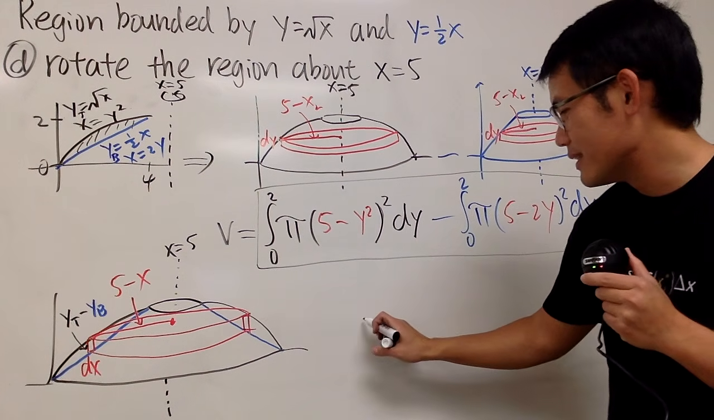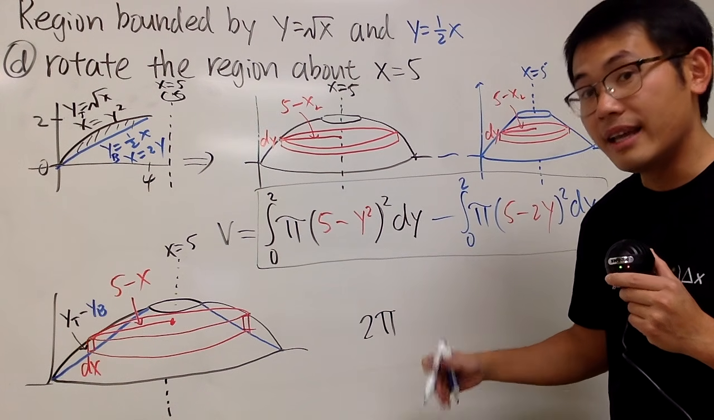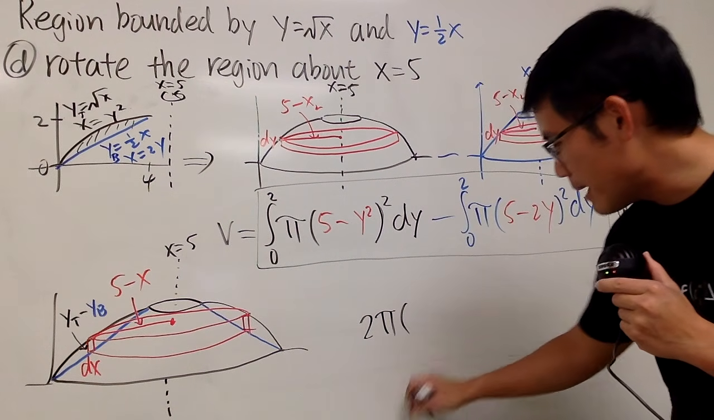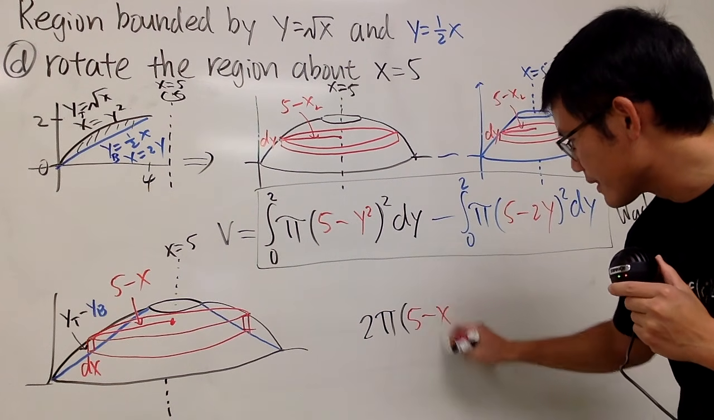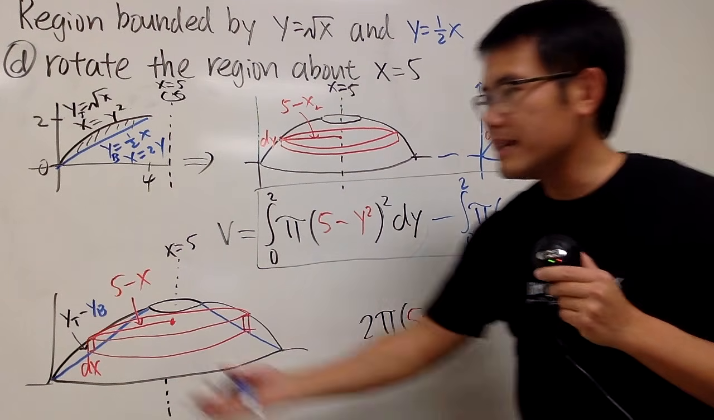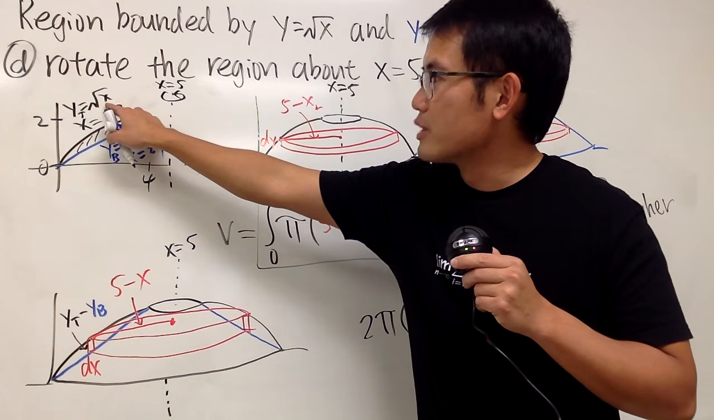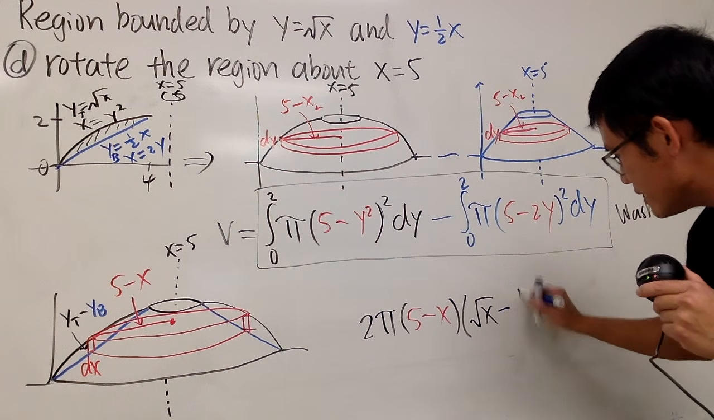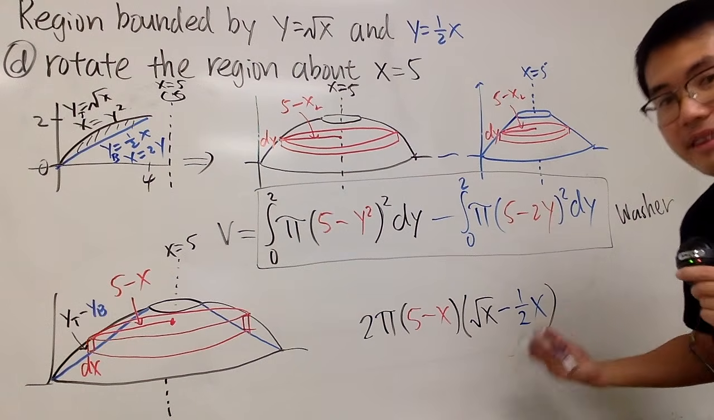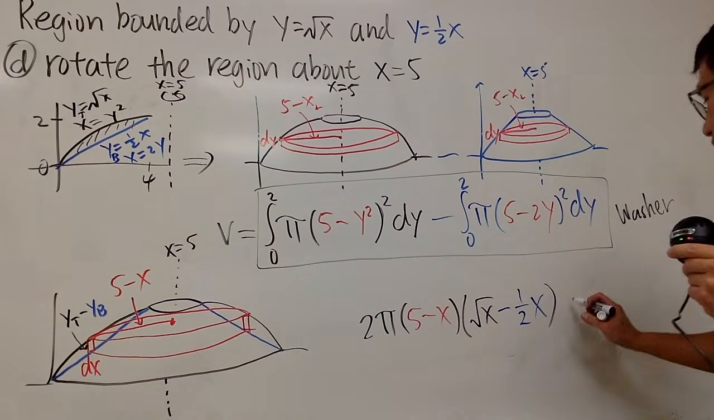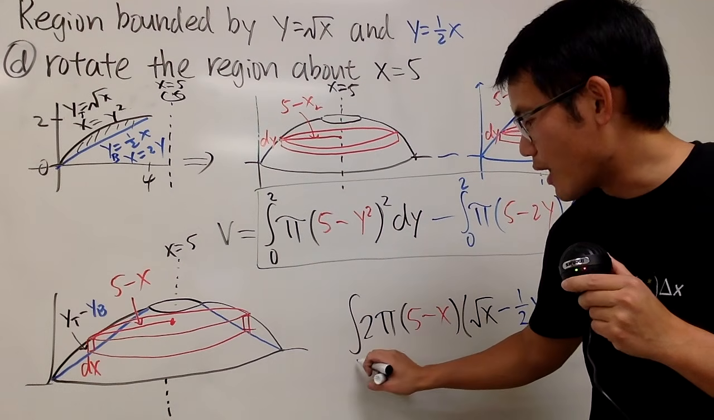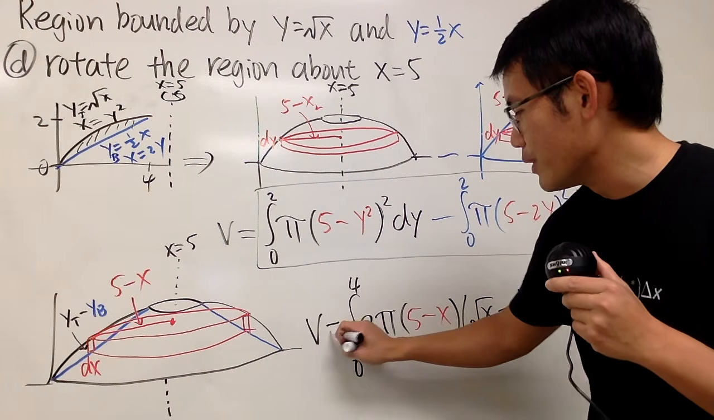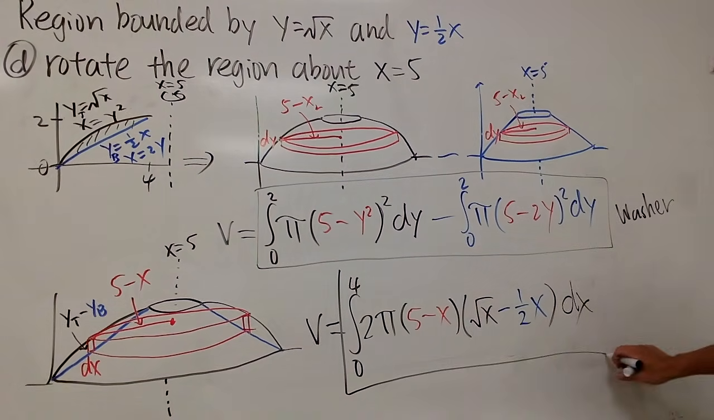So now have a look. 2 pi is always 2 pi, and then you multiply by the radius. This time the radius is 5 minus x. So just multiply by 5 minus x. And then we multiply by the height. Again, it will be the square root of x minus 1/2 x. So square root of x minus 1/2 x. And then you dx that. And then you integrate this from 0 to 4 because we are in the x world, and this right here is the volume with the shell method.